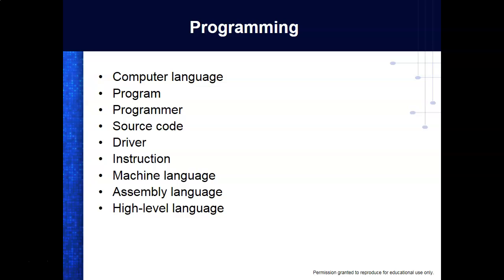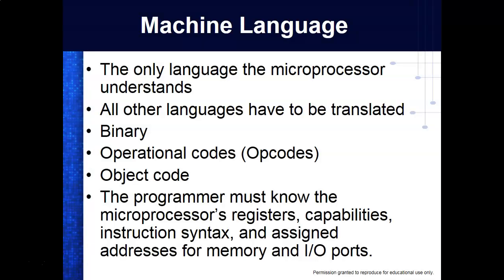Programming, computer language, program, programmer, source code, driver, instruction, machine language, assembly language, and high-level language. These are some terms that we need to understand. So machine language is the only language that the microprocessor understands. It is a binary language. All other languages have to be translated.